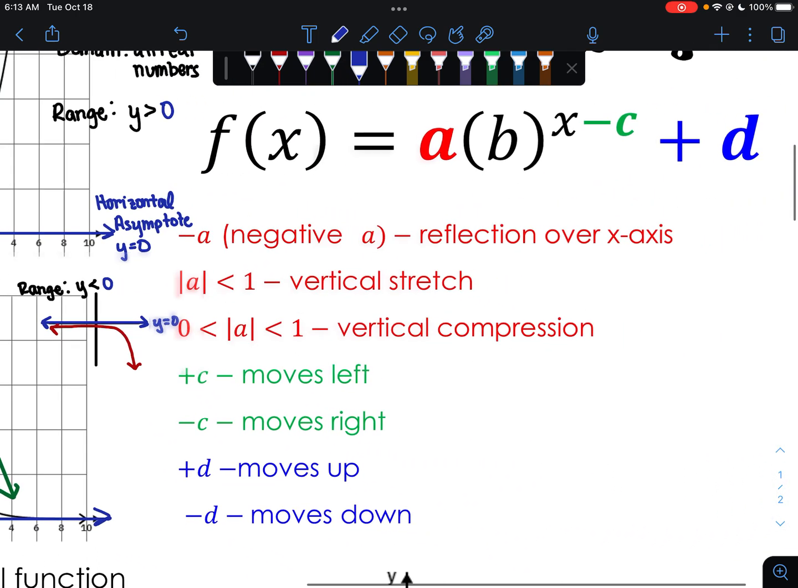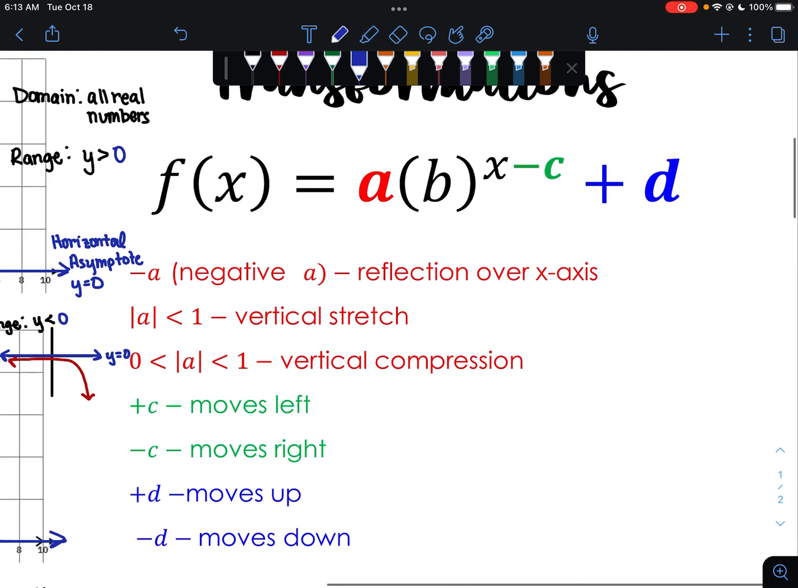Now, shifting gears into transformations. Okay, just making sure that you understand that transformations are the same for every single function. So if A is negative, it causes it to reflect, which looks like this picture over here that I just drew. If the absolute value of A is greater than 1, it's a vertical stretch. If the absolute value falls between 0 and 1, it's a vertical compression.